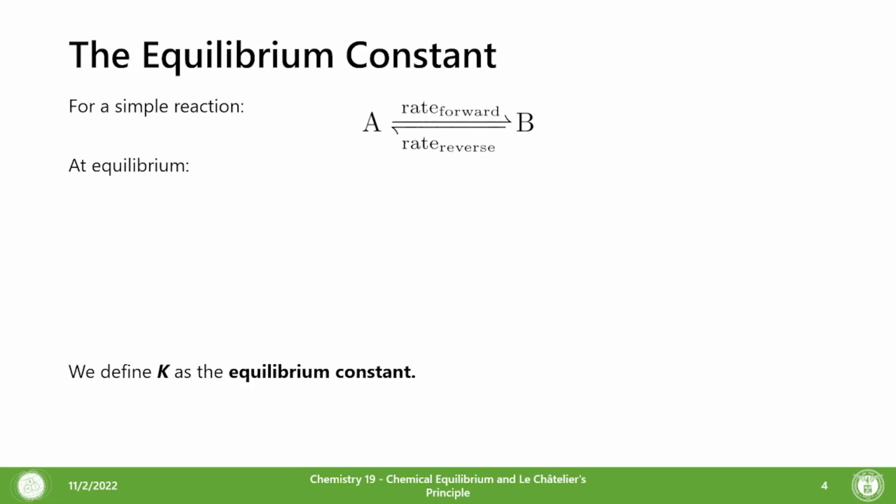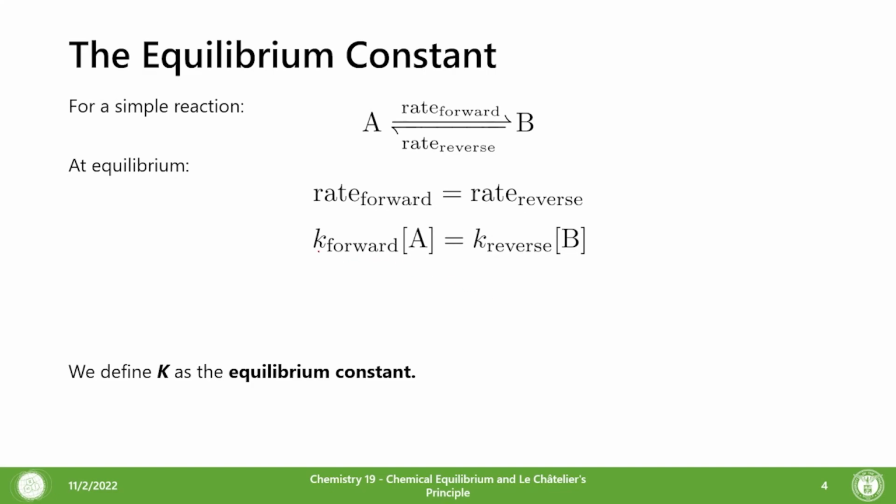So for a simple reaction where the rate of the forward reaction is equal to the rate of the reverse reaction, the rate can be given by a rate law. K times the concentration. So this is our rate constant. The rate of the forward reaction is equal to the rate constant of the reverse reaction times their own concentrations.